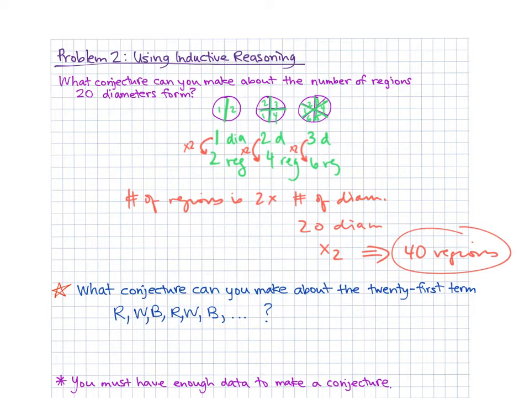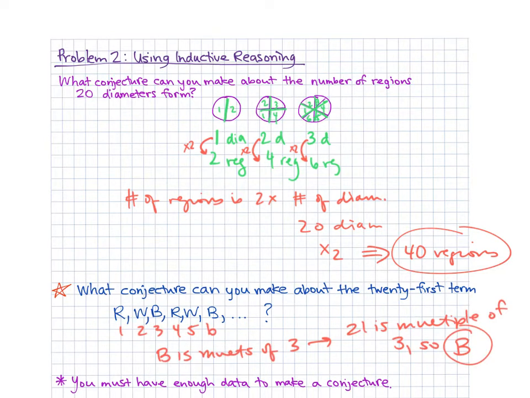Here is an example for you to try. What conjecture can you make about the 21st term here? It goes RWB, RWB. You can see that pattern, but don't write it out. See if you can figure out what the pattern is, and guess what the 21st term is based on your conjecture. So press pause and then check back for the solution.